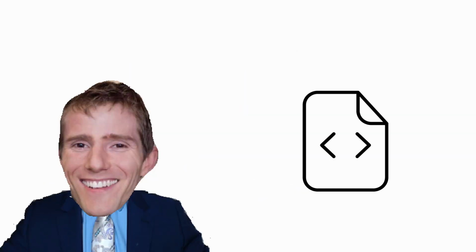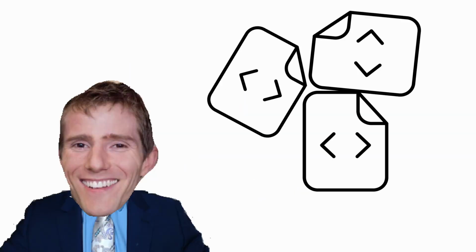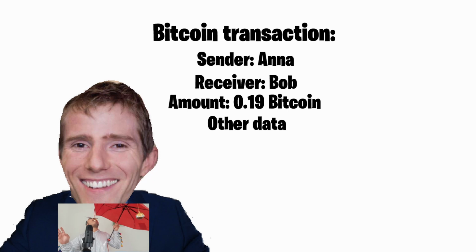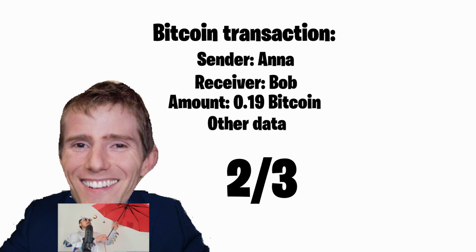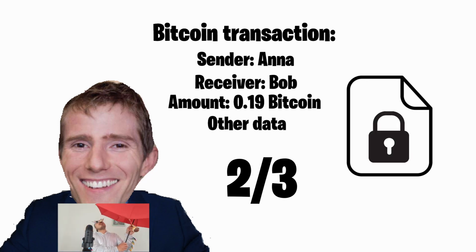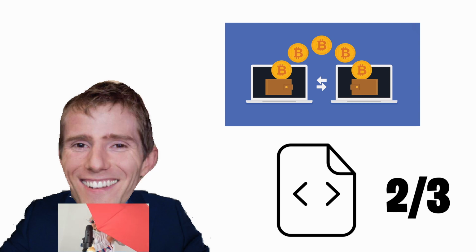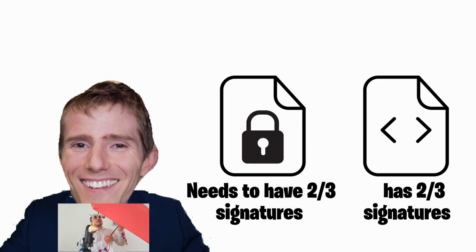Next, there's a script execution, which in short is a bunch of scripts that are used to keep the transaction safe, flexible and more. Here is an example. Let's say someone wants to create a transaction that needs 2 verifications of 3 to go through. You then create a locking script, which states that you need 2 of the 3 public keys. Then when you want to send the Bitcoin, you create an input script with at least 2 of the 3 public keys. The scripts now get executed, and if the input script matches the rule of the locking script, the transaction is valid.